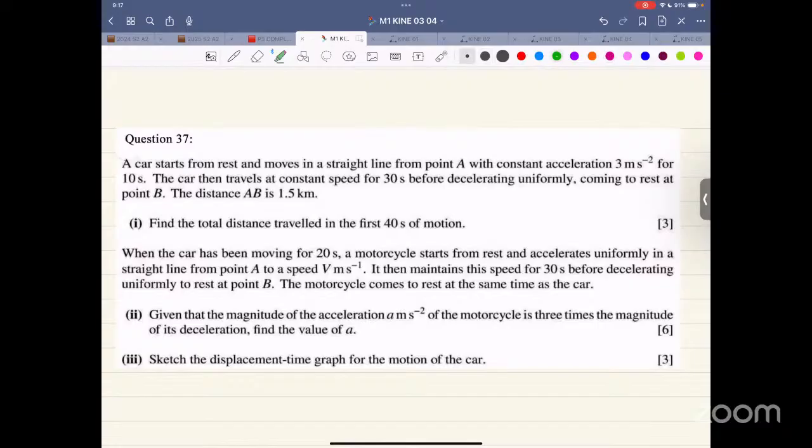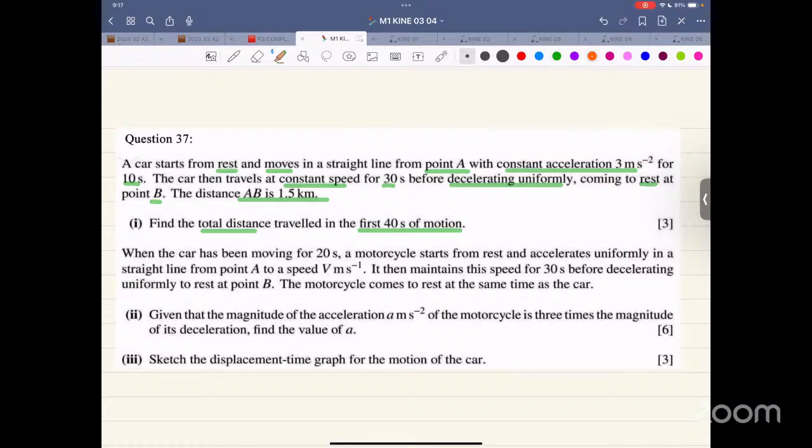It says a car starts from rest, moves in a straight line from the point A, with constant acceleration for 10 seconds. The car then travels at a constant speed for 30 seconds before decelerating uniformly, coming to rest at point B. The distance AB is 1.5 kilometer. Find the total distance traveled in the first 40 seconds of motion. Now, this is about a car. Okay, that is pretty basic stuff.